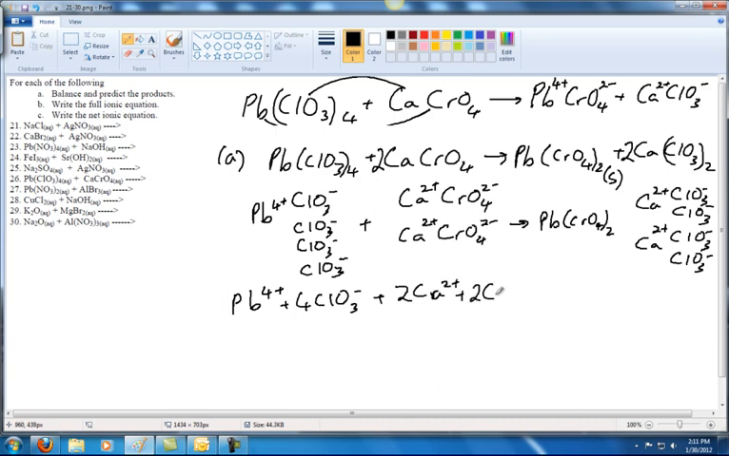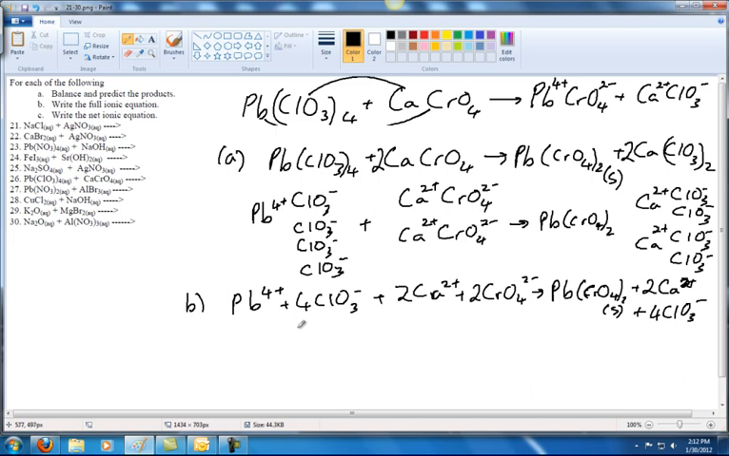I've got 2 chromates. And we've got PbCrO4 2, and then we've got 2 Ca2 pluses plus 4 ClO3 minuses. And that's how this would look. Remember, I haven't shown the aqueouses on these, but all of these are aqueous, and this one here is going to be the solid. Alright, so that's what that looks like for part B. So that's the full ionic equation.